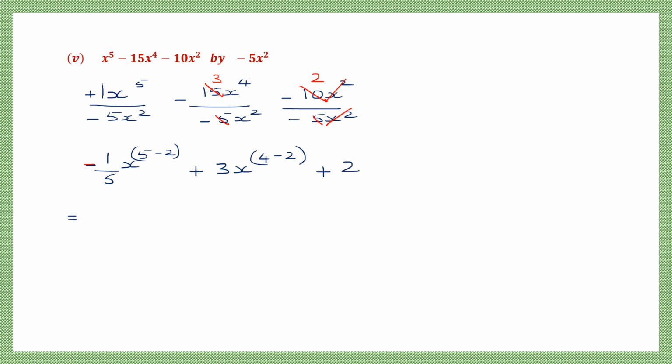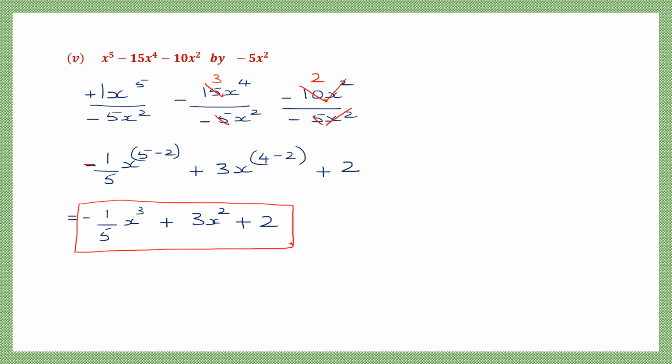So what do I have here? Minus 1 by 5x to the power of 5 minus 2 is 3, plus 3x to the power of 4 minus 2 is 2, plus 2. So what is my final answer? My final answer is minus 1 by 5x cube plus 3x square plus 2.